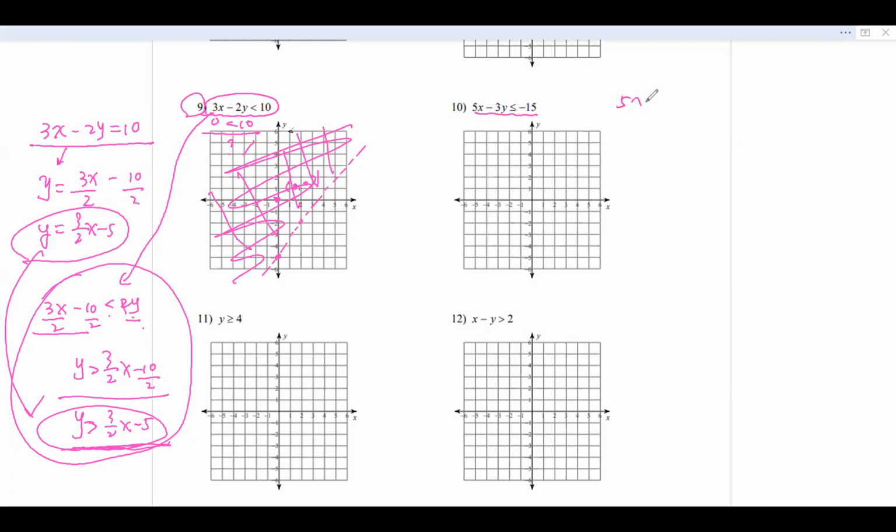So let's see this one. First, we change to equation. Right? So they pass what? When x got 0, y got 5, right? When y got 0, x got what? Got -3. So they get -3, 0 and 0, 5, right? It includes equality, so we can use the solid line. So which part? This part or this part? We don't know yet, so we check this one.